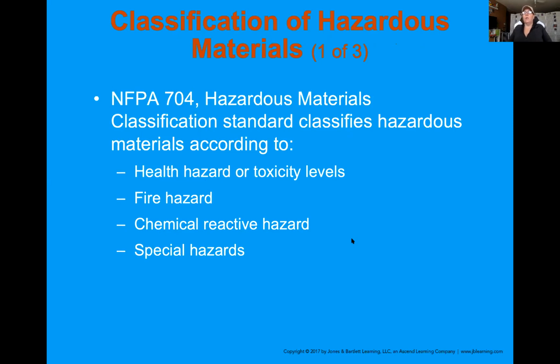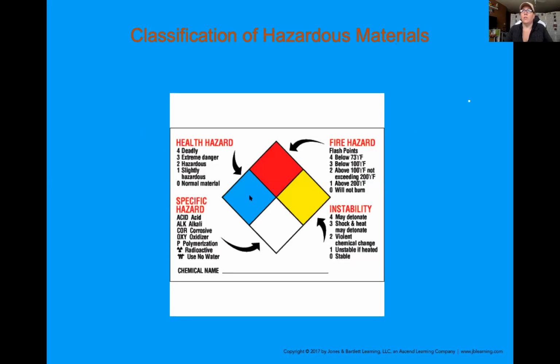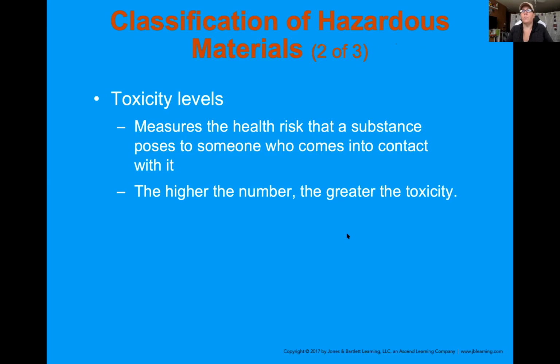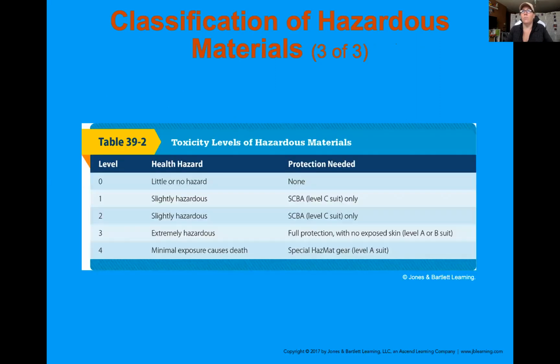All right, so classification of hazardous materials. This falls under the NFPA 704. You don't have to remember the NFPA number, but it basically tells us health hazards, toxicity, and the type of PPE we're going to need. It's also where they get the color coding for these placards. Toxicity level: the higher the number, the greater the danger it is to us. With toxicity level 4, a little bit of exposure can immediately cause us death.